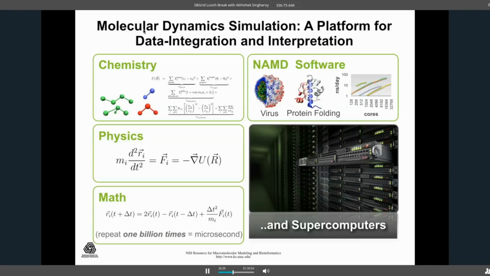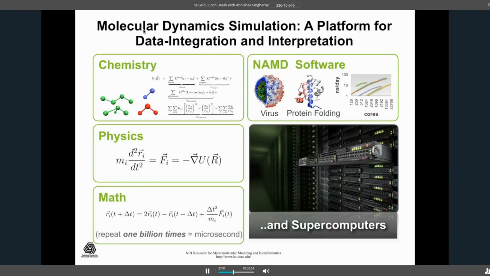So here I introduce the idea of molecular dynamics simulations. Molecular dynamics simulations provide a very nice platform for integrating multiple data types. First, let me introduce the molecular dynamics simulation methodology a bit, and then we'll get into how we incorporate experimental data types into the molecular dynamics simulations.